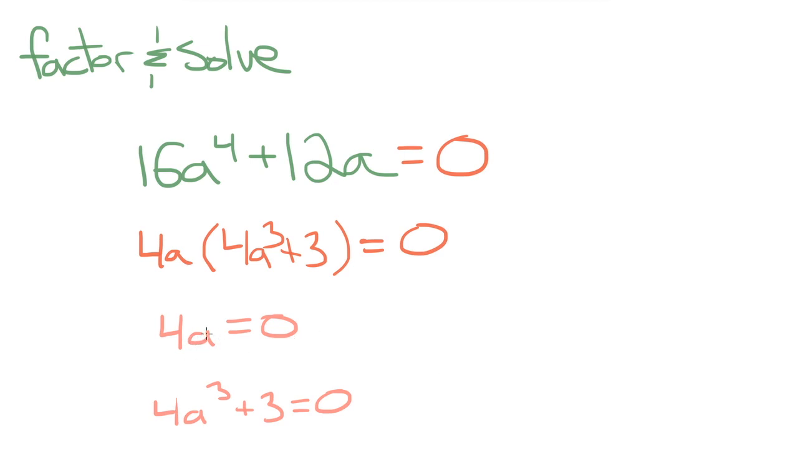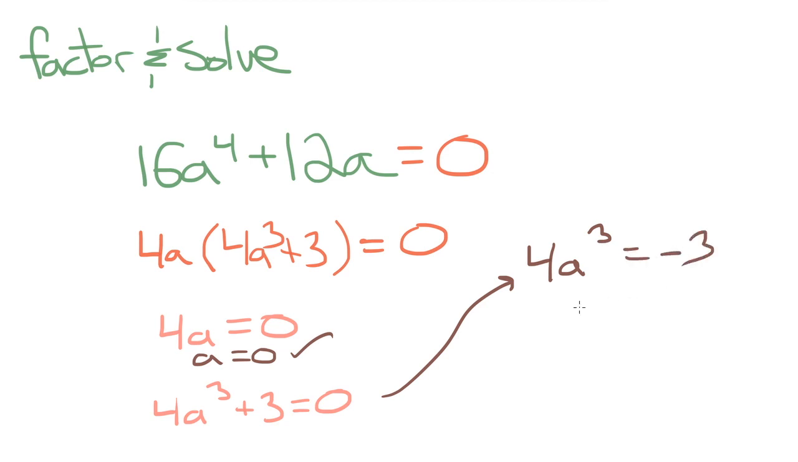So for this one, we solve for a, right? We divide by 4, so a is going to be 0. Okay, that's a good one. Yeah, easy. This one's got a little more work. I don't know, this is why I should always do my examples beforehand. Let's subtract 3 from both sides. Let's divide both sides by 4. And now let's take the cube root of that.